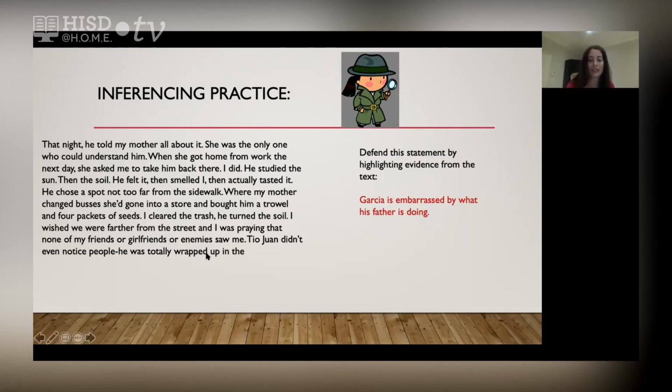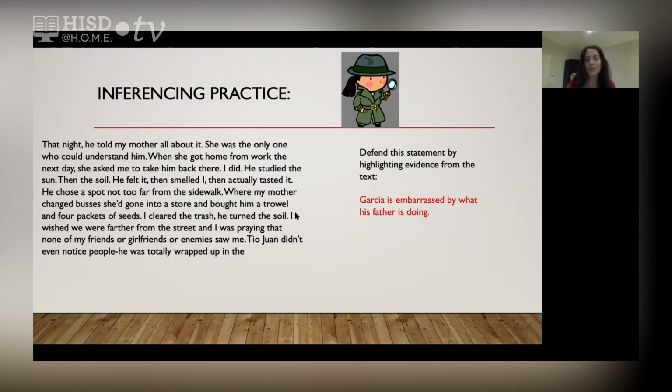And my apologies here, the paragraph got cut off there. But his father was so wrapped up in the soil, in this process of planting, that he didn't even notice the other people.